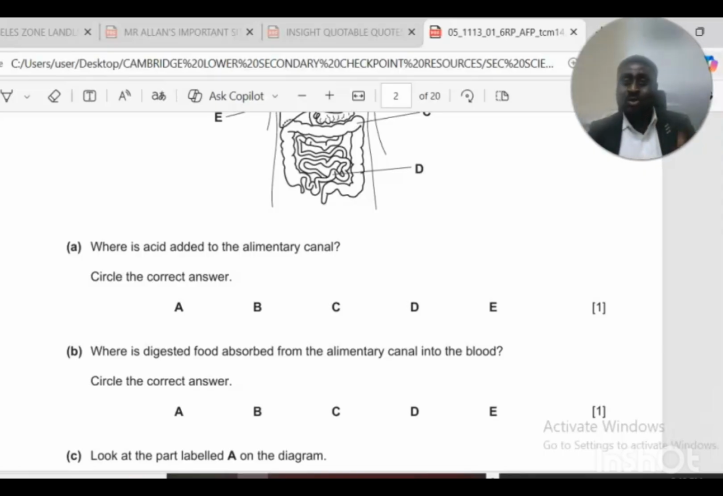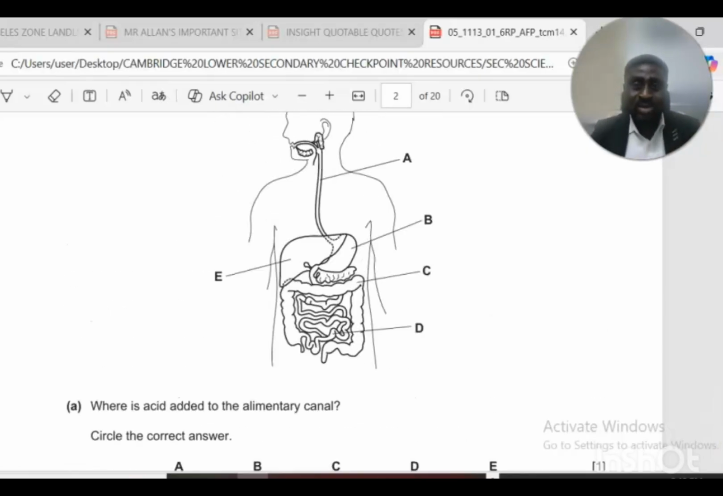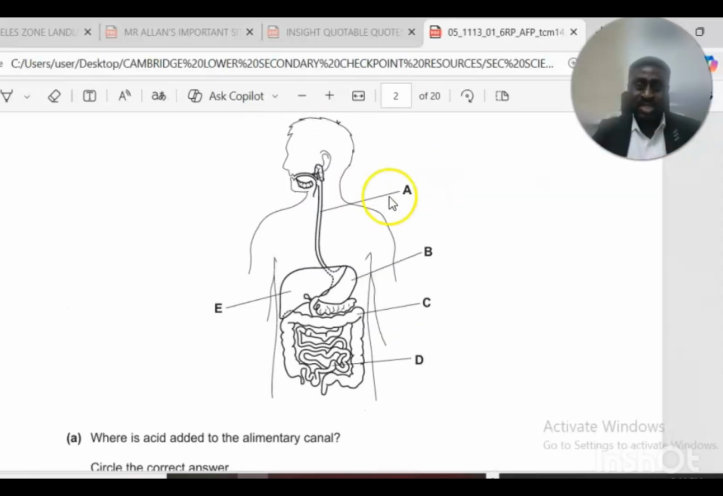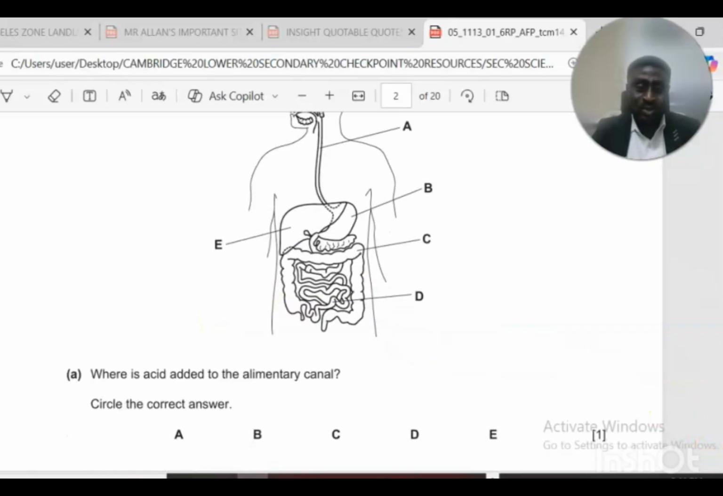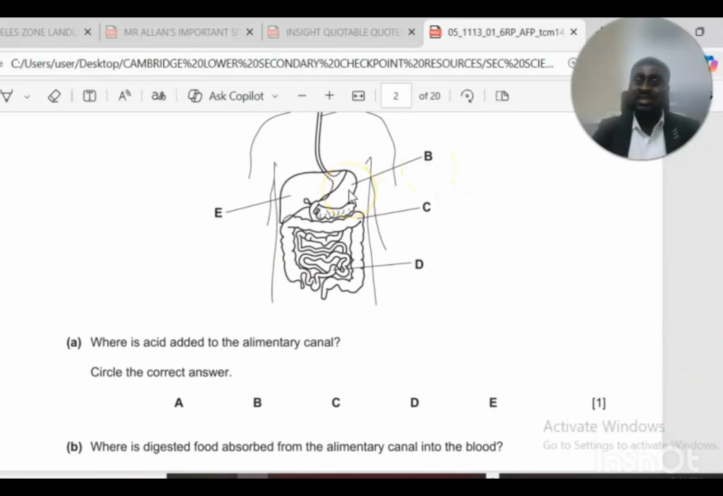As a Cambridge Lower Secondary Checkpoint candidate, you need to go back to the diagram and study what the part labeled A is. From my knowledge of the parts of the digestive system, part A is the esophagus, part B is the stomach region, part C is the large intestine, part D is the small intestine, and part E is the liver. So which part is acid added to the alimentary canal? The answer is rightly the stomach, labeled B.